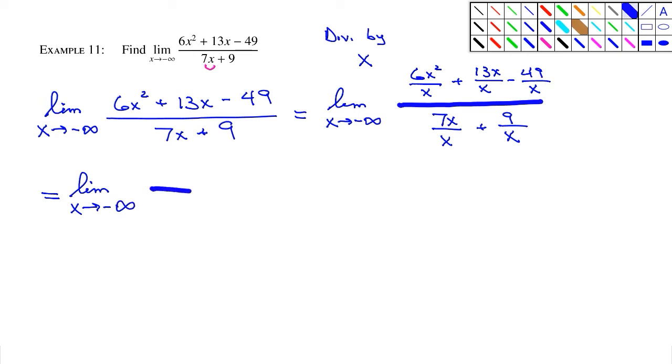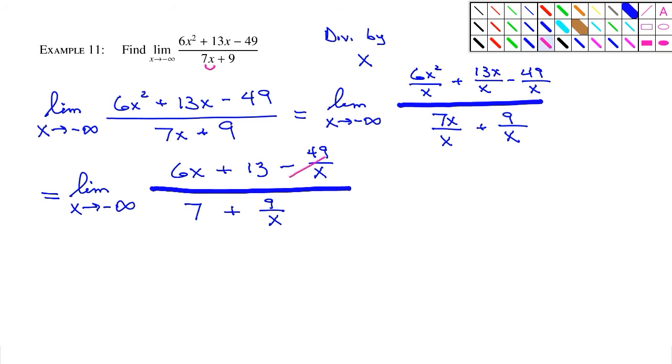And then we simplify. 6x squared over x is 6x. 13x over x is 13. Negative 49 over x stays the same. 7x over x is 7. And then 9 over x. And now we attempt to take the limit of each of these. Now this term here is going to go to 0, this 49 over x, and the 9 over x is going to go to 0 as well.